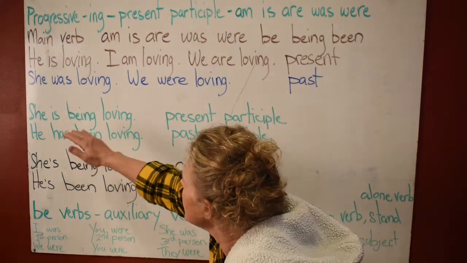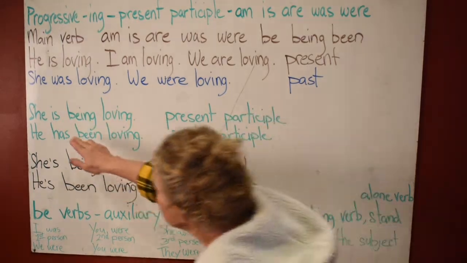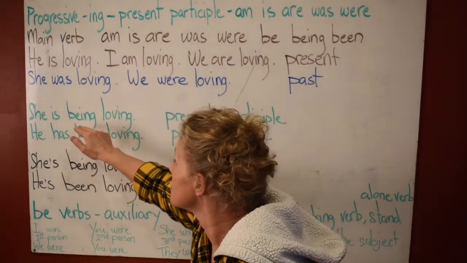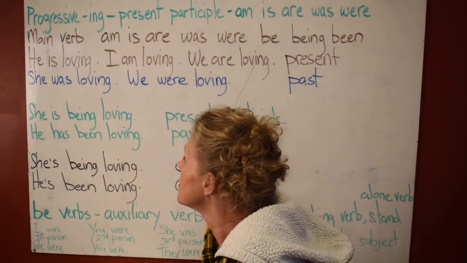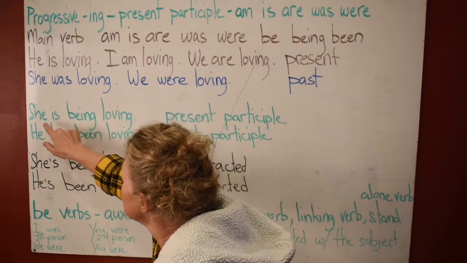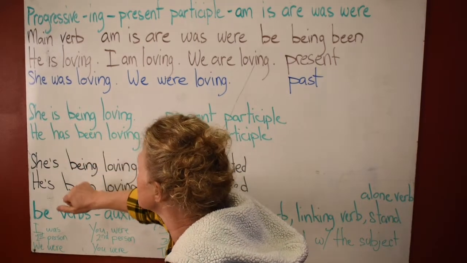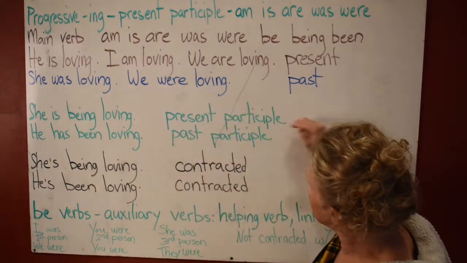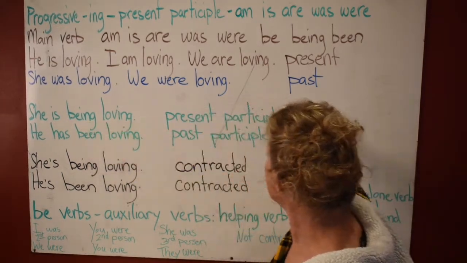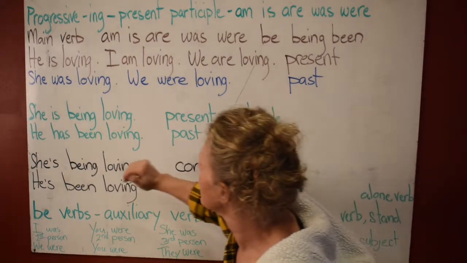Okay, so she is being loving. These right here are your auxiliary verbs. This puts us in the present. Singular, singular, right? This is the present participle. These are present participles, okay?